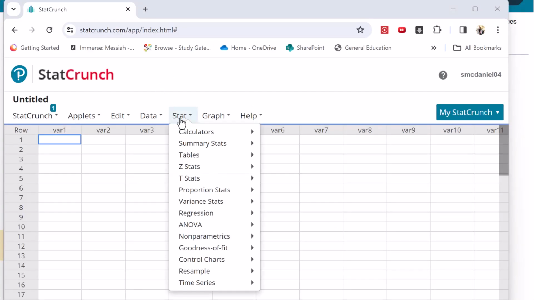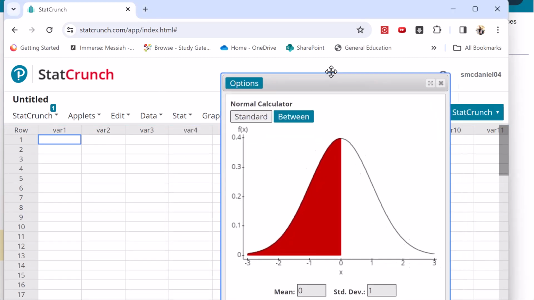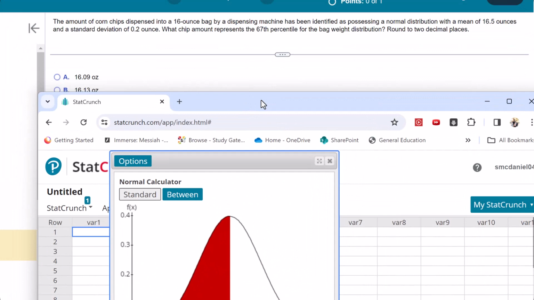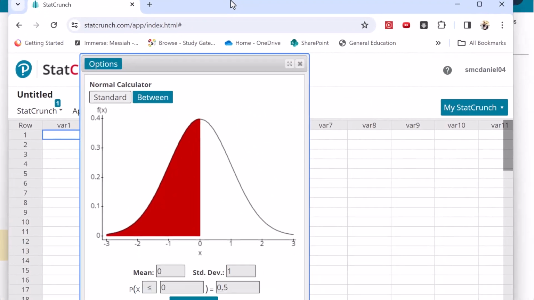Okay, so we're in StatCrunch, we're going to go to Stat, Calculators, go down to the Normal tool, and let's put in our values. We've got a mean of 16.5, standard deviation of 0.2.